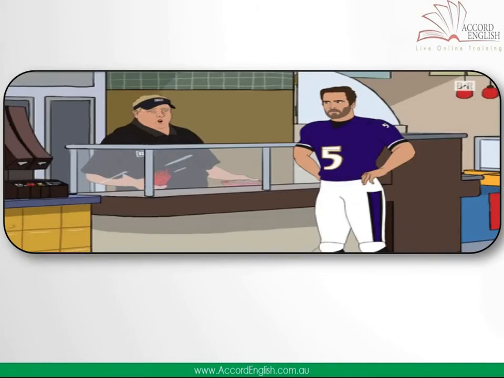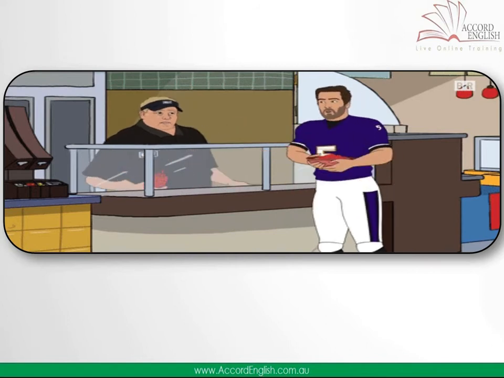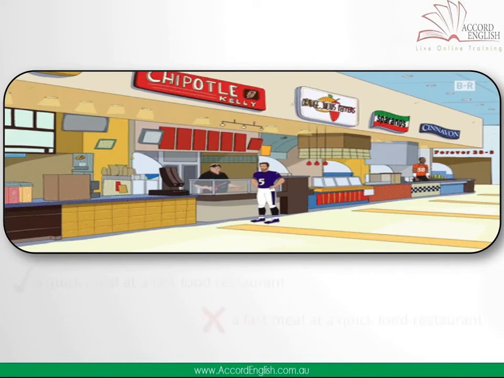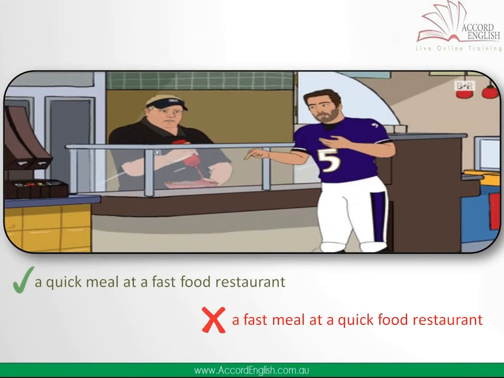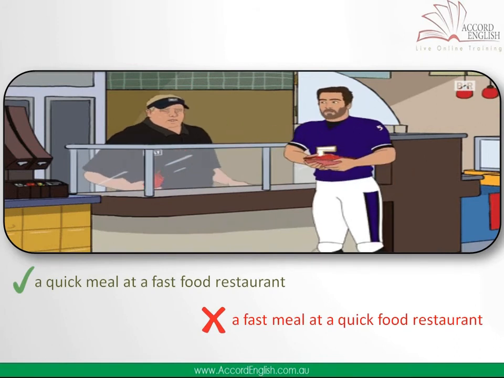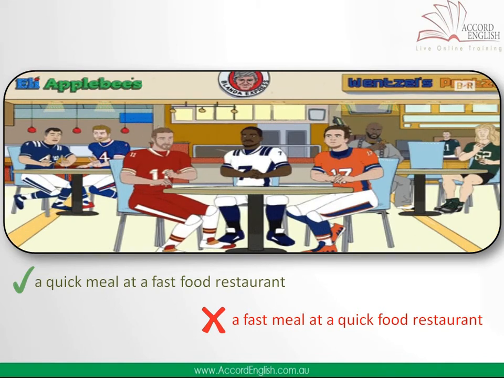To understand more about collocations, let us have a look at another example given here. As you can see, there is a man standing in front of a fast food restaurant looking for a quick meal. There is nothing comfortable when I look at both the examples that are given here. The first one says a quick meal at a fast food restaurant, and the second one says a fast meal at a quick food restaurant.